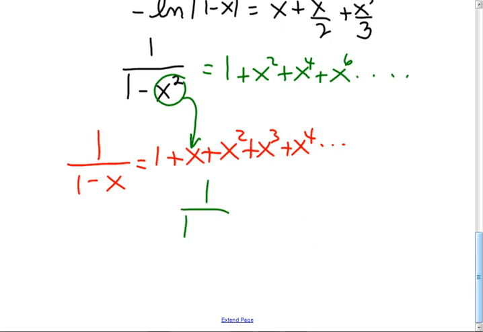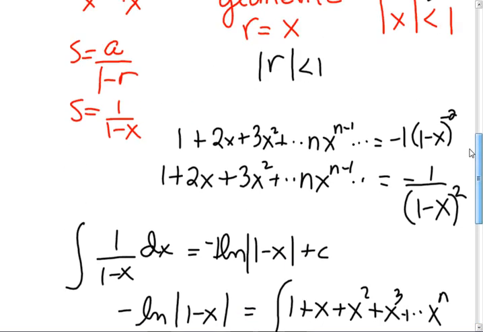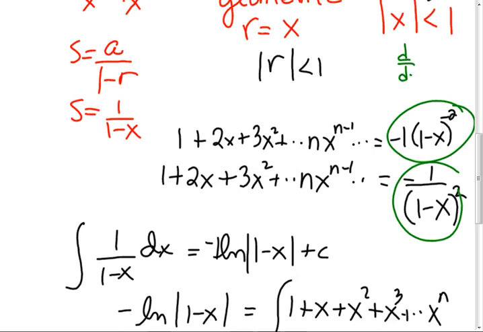1 over 1 minus x squared. We just did that one. Remember where that one came from? It came from the derivative of 1 over 1 minus x. This is the derivative of 1 over 1 minus x. The negative derivative, actually. Any questions, guys? Questions?